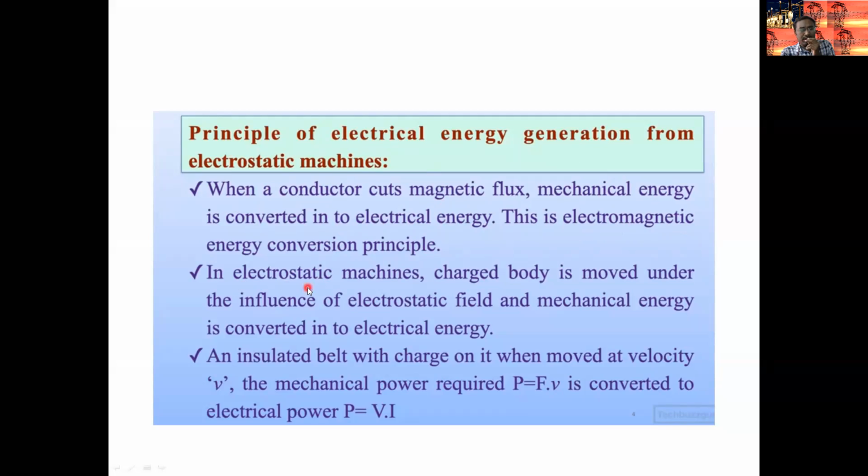In electrostatic machines, a charged body is moved under the influence of an electrostatic field and the mechanical energy is converted into electrical energy. An insulated belt with charge on it, when moved at velocity v, requires mechanical power P equal to F times V, which is converted into electrical power. P is equal to V times I.